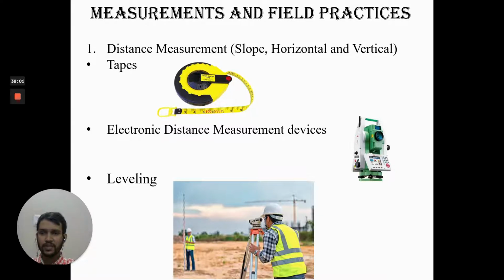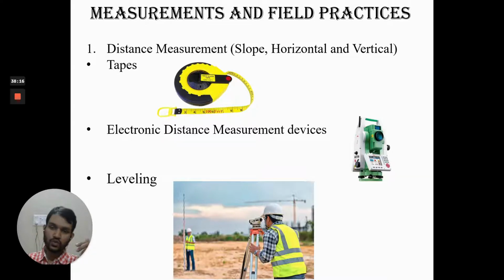Third one that is shown at the bottom of the slide is leveling. What is leveling? As I told you, when we need to determine the relative elevation between 2 points. Leveling is basically used to calculate the vertical distance. It is always used with reference to the vertical distance calculation.